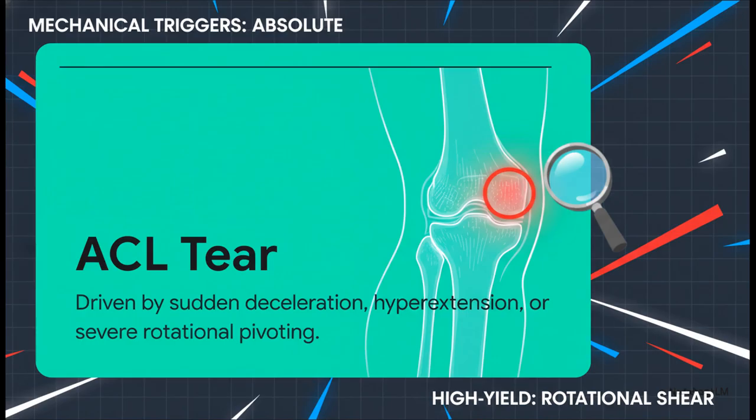We're going to begin with mechanical stress to the knee. Specifically, we need to analyze the rotational shear that causes an anterior cruciate ligament, or ACL, tear. Now, the mechanical triggers here are absolutely strict. We are looking at sudden deceleration, aggressive hyperextension, or a severe non-contact rotational pivot. Think about it. When you see an athlete planting their foot and just rapidly changing direction, that massive kinetic force generates a profound rotational shear.